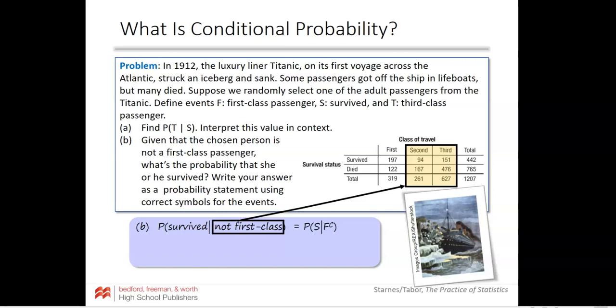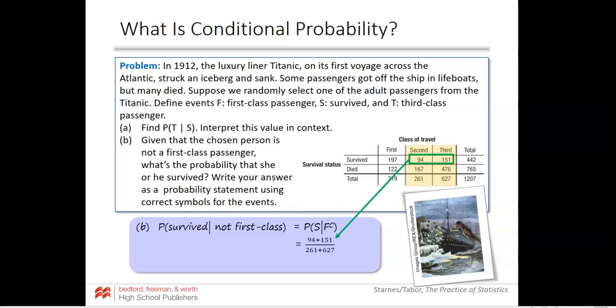They even put the notation there of F^C, which means the complement of F, not being first class. Okay, so what's survived of those? You have to add up those two numbers, 94 and 151. That's your numerator. The denominator is all of the second and third class passengers there.